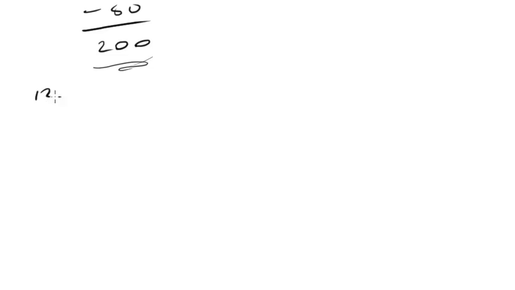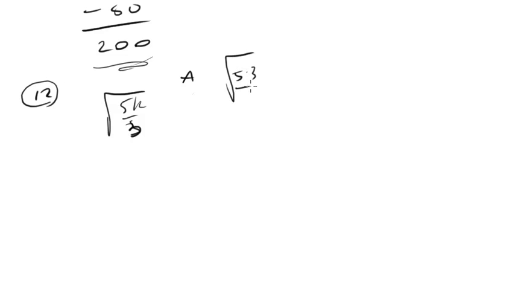12. If k is a positive integer, what is the least value of k for which the square root of 5k over 3 is an integer? So we've got to just plug in our k's here from the choices and see which one gives us an integer. So let's do A. A is 3, so it'll be root of 5 times 3 over 3, which would just be root 5. That is not an integer, so A is no good.